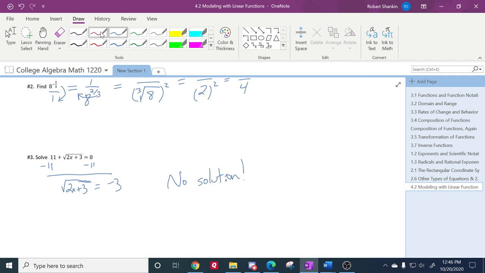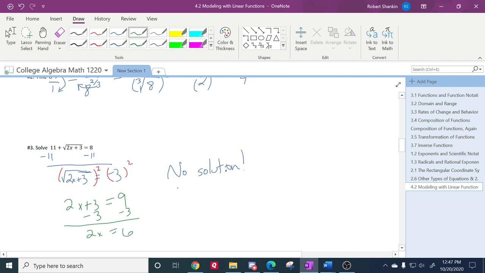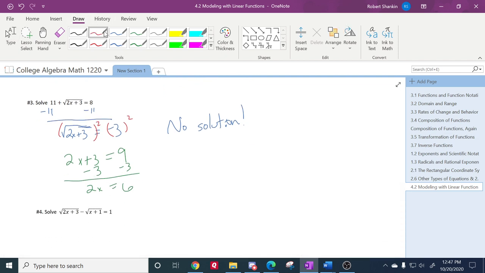Now, if you followed the procedure and squared both sides, you would get, this is not what we're supposed to do. I'm supposed to just stop right there, but if you did that, we'd be okay. Because we'd get 2x equals 6, divide by 2, and we'd get x equals 3.